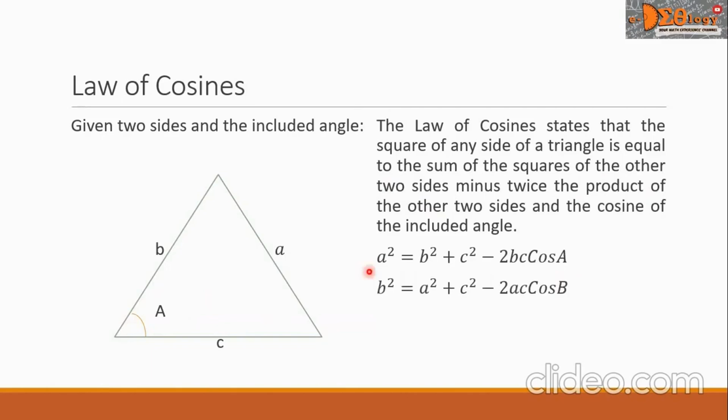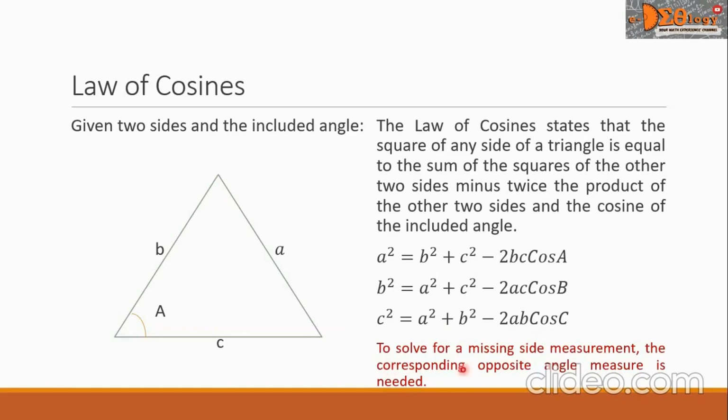For some triangles, we may look for side B, so we will use this formula: B squared equals A squared plus C squared minus 2AC cosine of angle B. Likewise, if we're looking for side C, we will use this formula: C squared equals A squared plus B squared minus 2AB times the cosine of angle C. Take note, to solve for a missing side measurement, the corresponding opposite angle measure is needed.